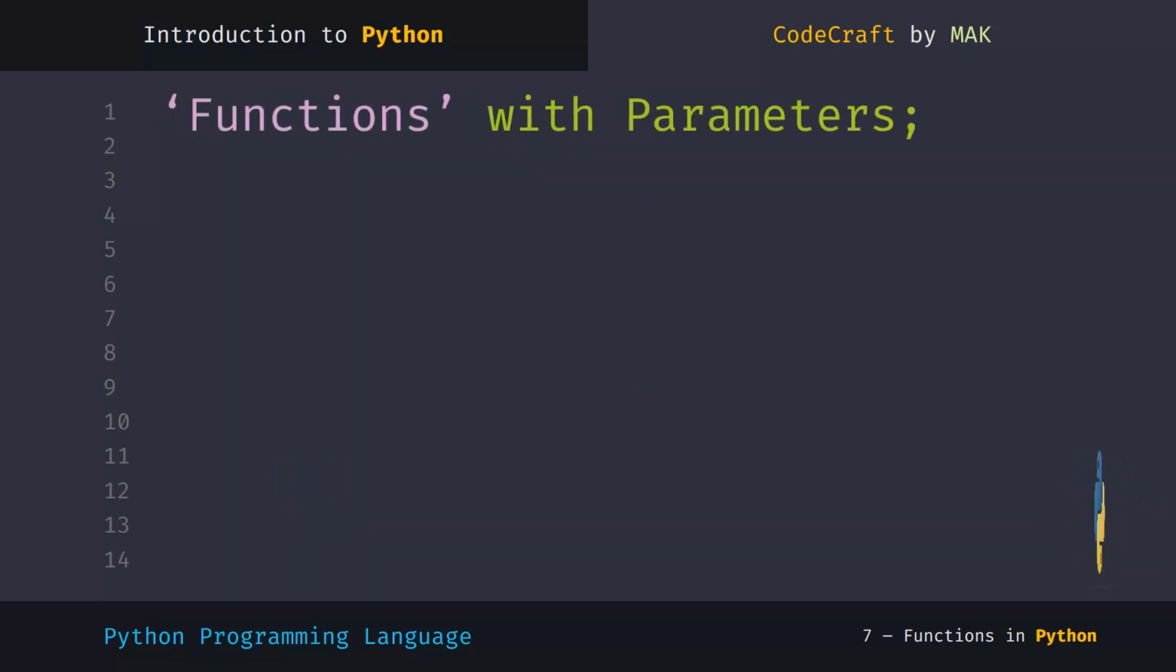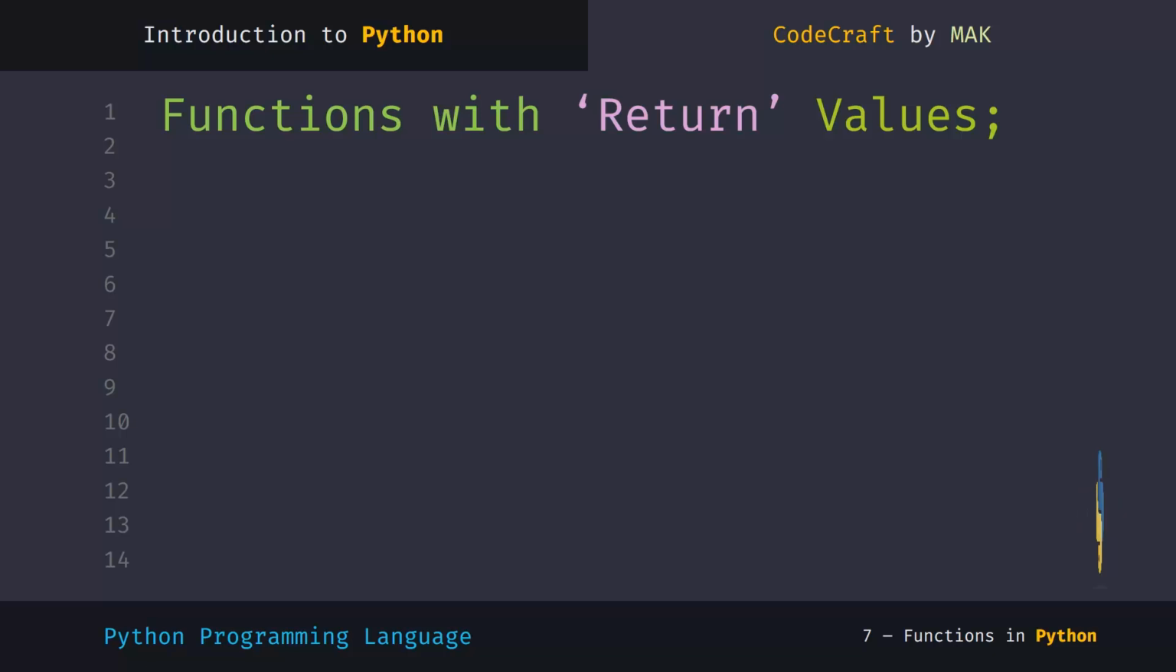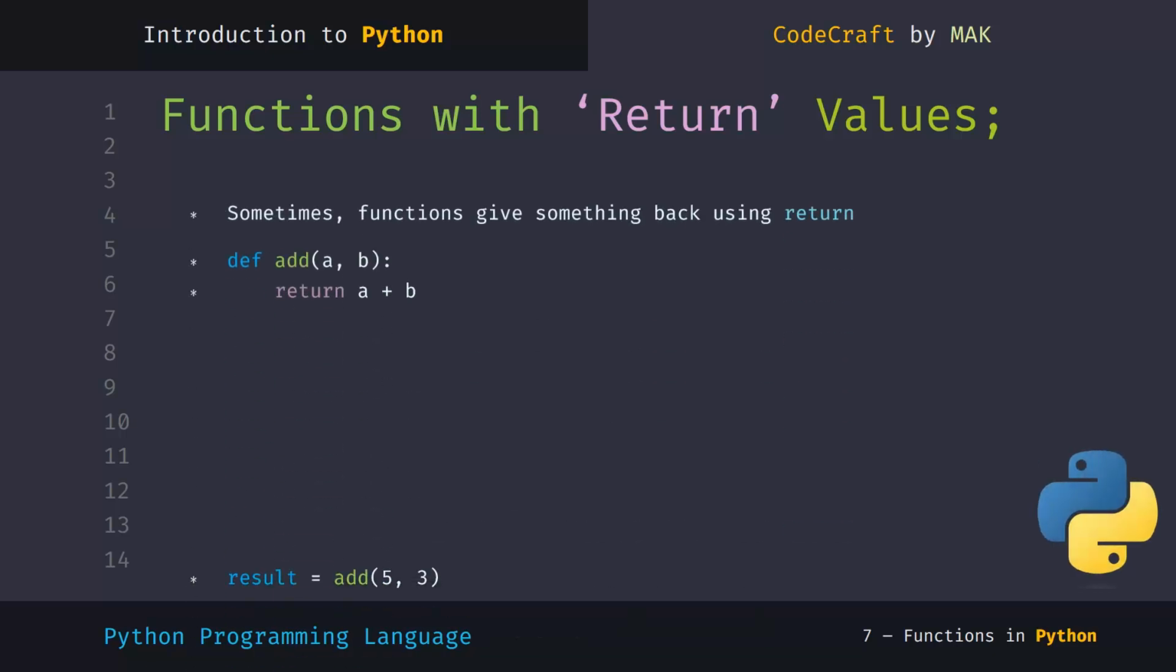Functions can also take parameters, which are pieces of information we pass in. For example, def greet(name): print("Hello", name). When we call this function with greet("Ali") and greet("Zara"), it will print Hello Ali, Hello Zara.